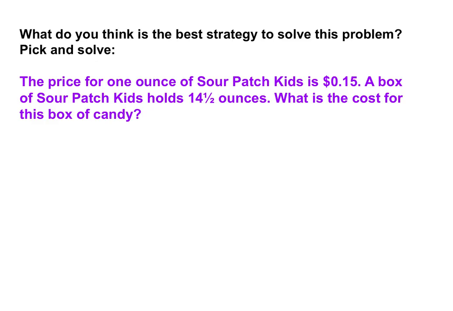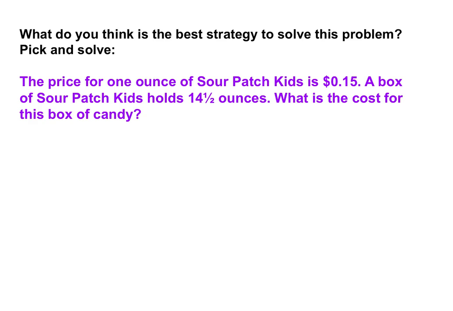Okay, what do you think is the best strategy to solve this problem? Pick it and solve. The price for 1 ounce of Sour Patch Kids is 15 cents. A box of Sour Patch Kids holds 14.5 ounces. What is the cost for this box of candy?